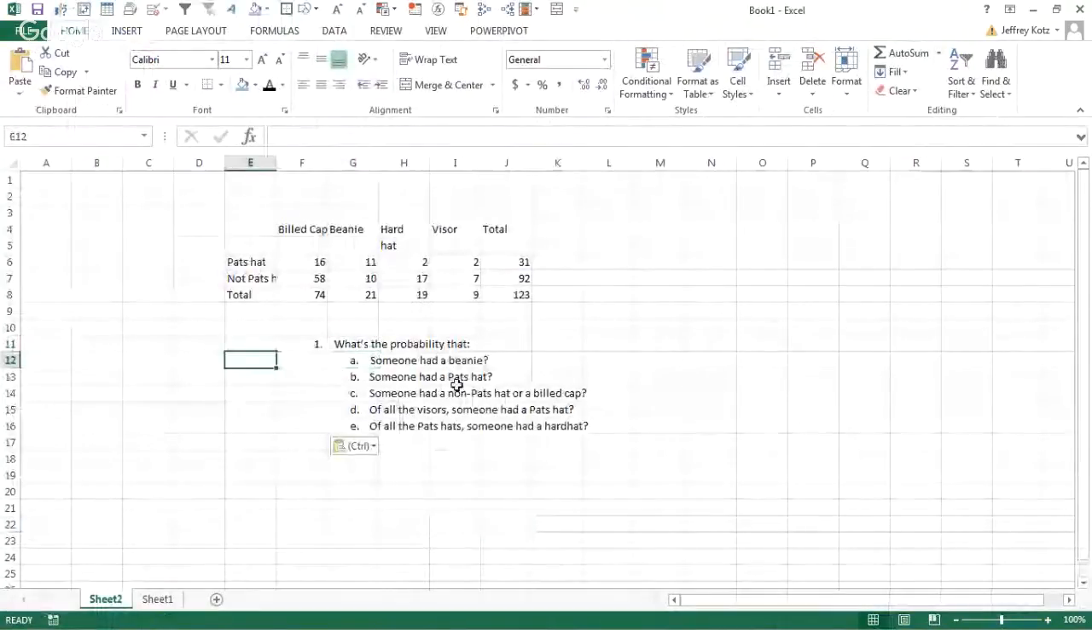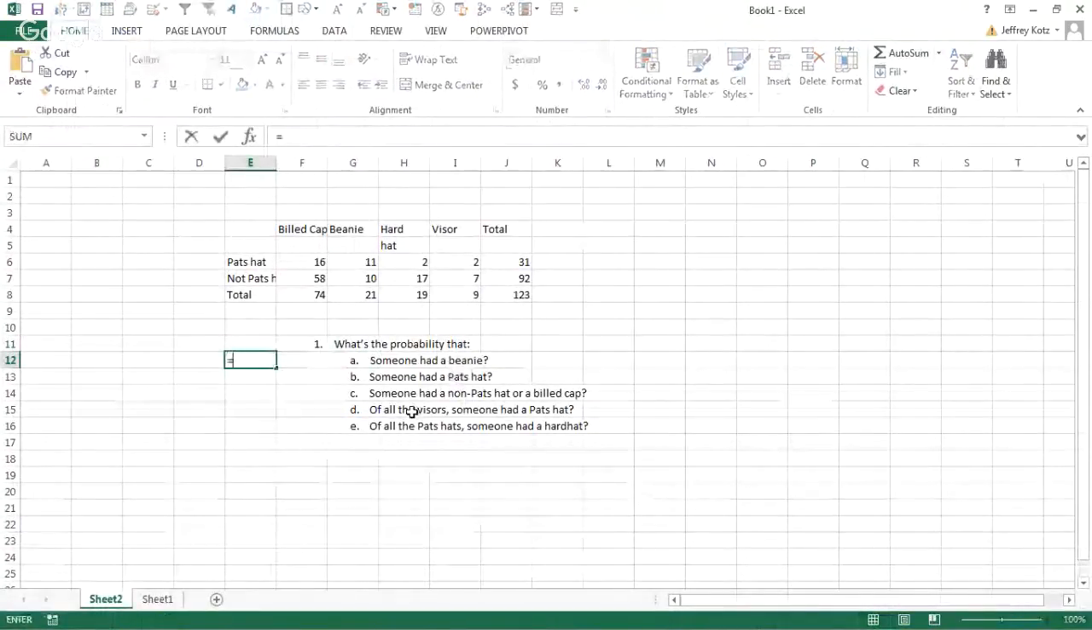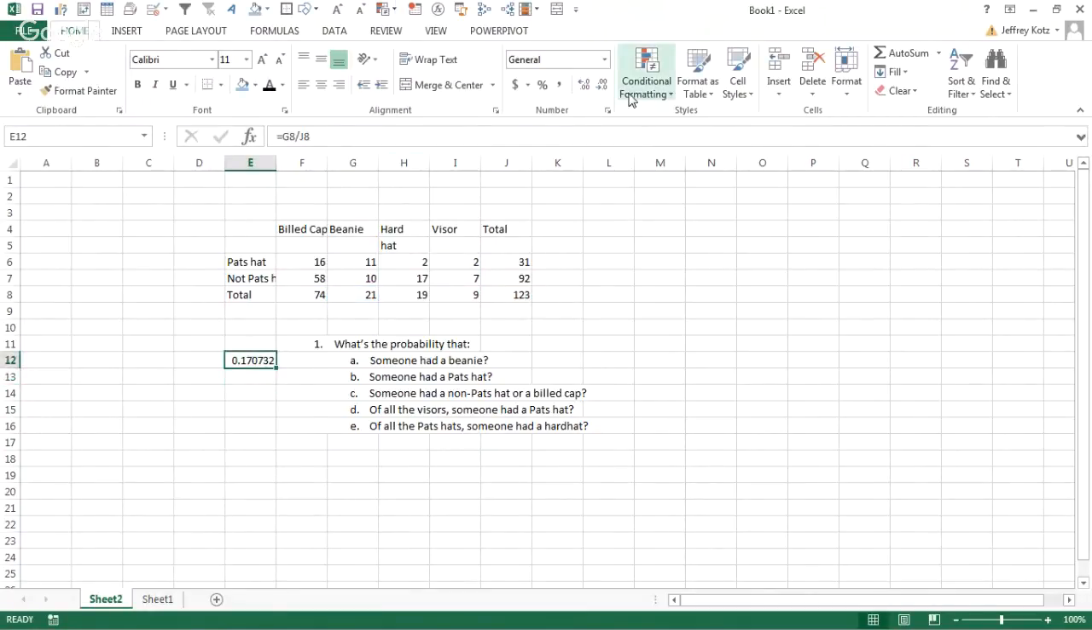Cool. Probability that someone had a beanie. I'm not going to do the double counting for C. I'm just going to answer these questions straight up so I can get to the grading. Probability somebody had a beanie: 21 divided by everybody gets me 0.17. Let's reduce the rounding. Control C, copy, shift and down arrow because I'm putting answers here. Menu key R will paste formatting. So these things all get rounded to 2 decimal places.